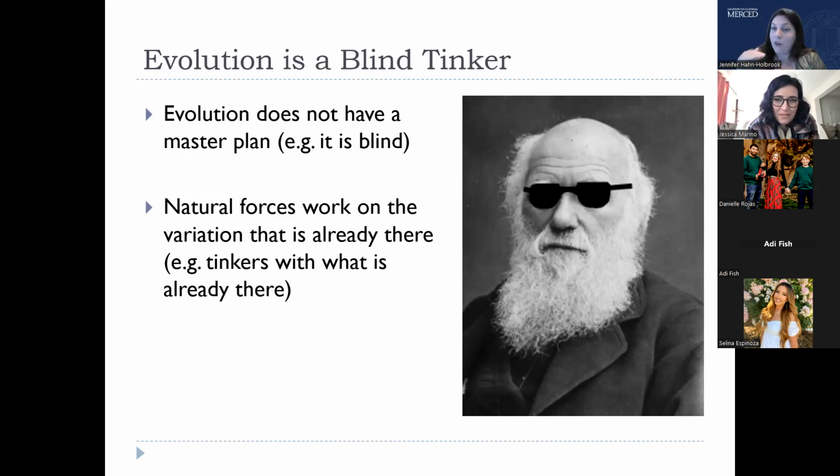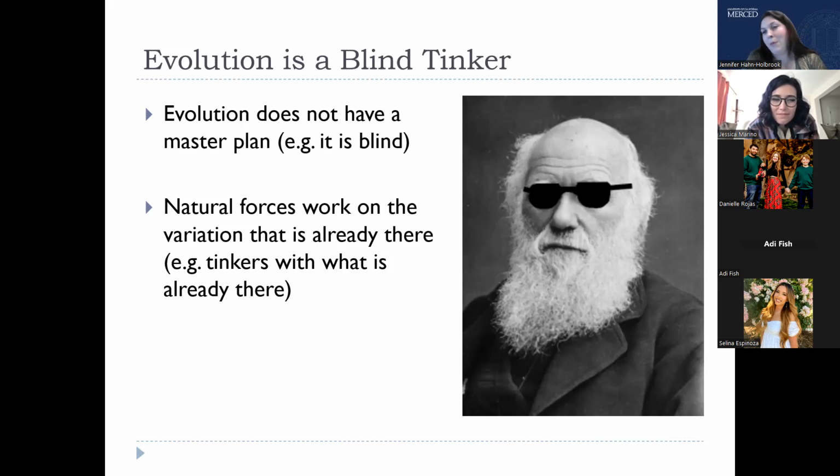Also, the variation has to exist. So evolution doesn't create variation. Only variation that exists can be what's selected for. So if there's not a mutation so that someone can fly, then there's never going to be natural selection for flight in humans, right? That has to be there already. So because of that, you get a lot of less than optimal solutions.